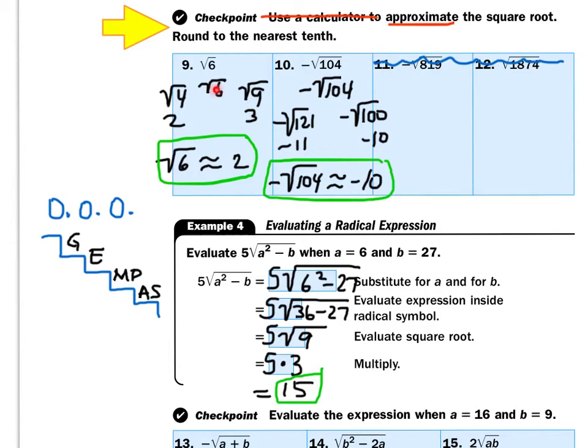And notice, 6 is 2 away from 4, but 6 is 3 away from 9. So it's a little bit closer to the 4. That means the square root of 6 is closer to 2, so it's about 2.